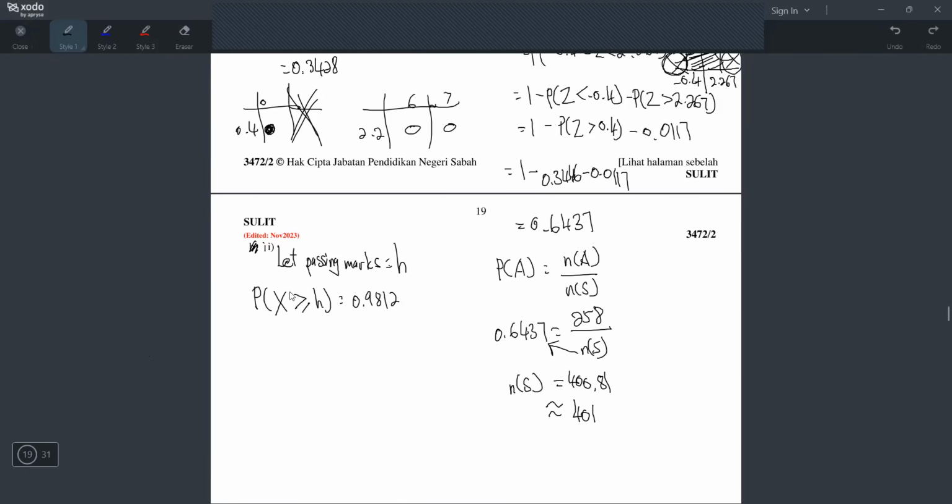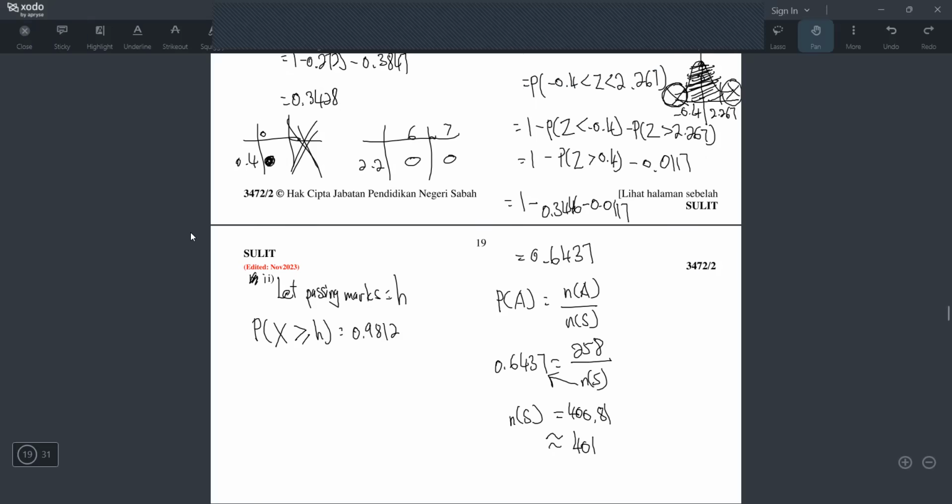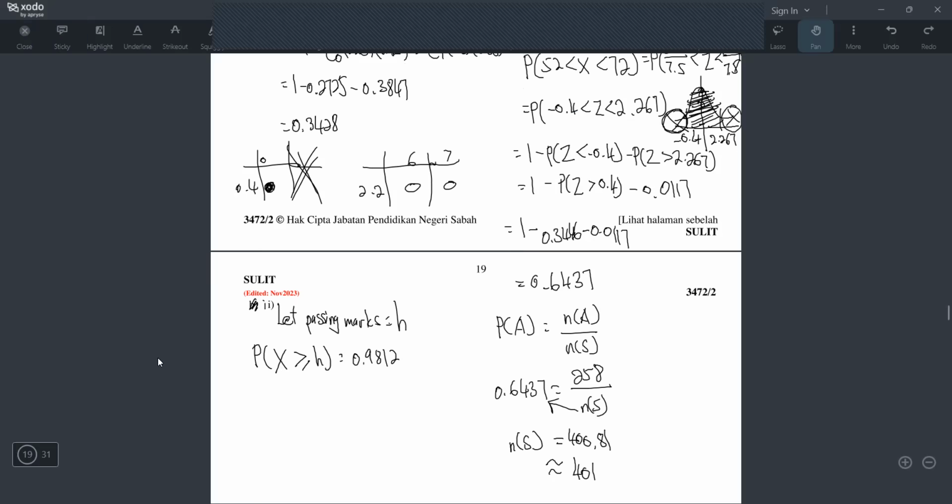And by the way, in normal distribution, this line is very useless. Even if you don't write it, it's fine. In normal distribution it's useless, but in binomial, it's very important, because the line will change the answer. So in normal distribution, you want to put the line also can, you don't want to put the line also can.